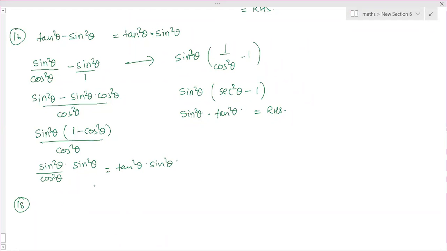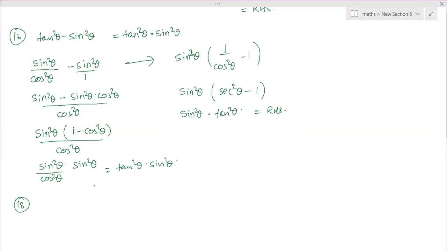Ma'am, I converted the sec into cos. Okay. And then I rationalized, I took LCM and then I multiplied and I got a value. What value did you get? Ma'am, I got sec square theta. Then I took the RHS and then I used the a square plus b square formula.